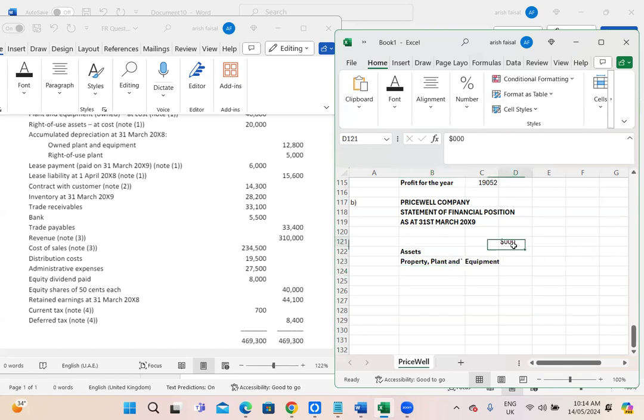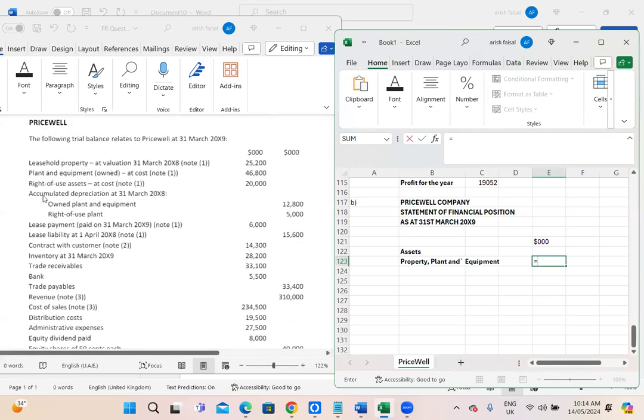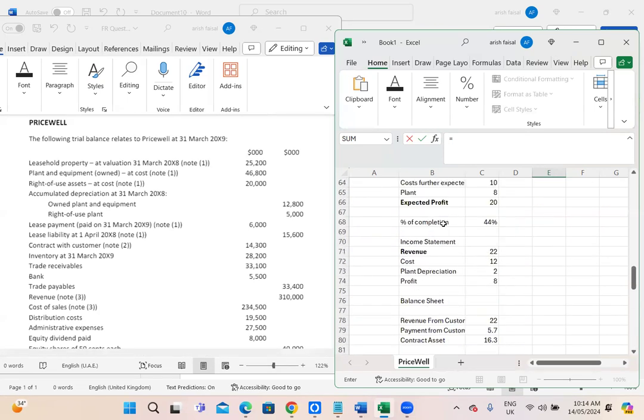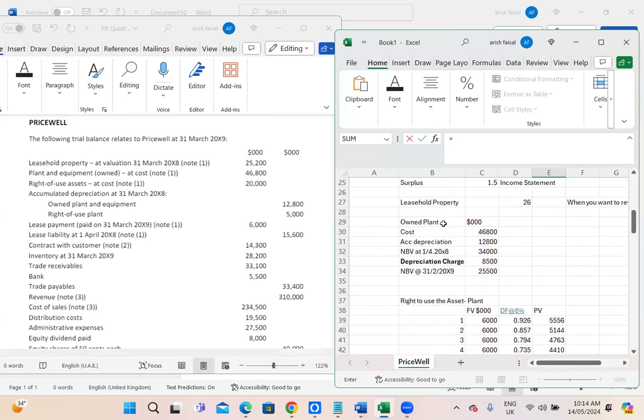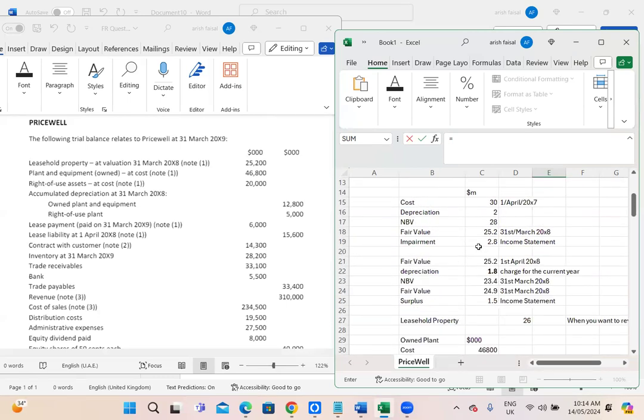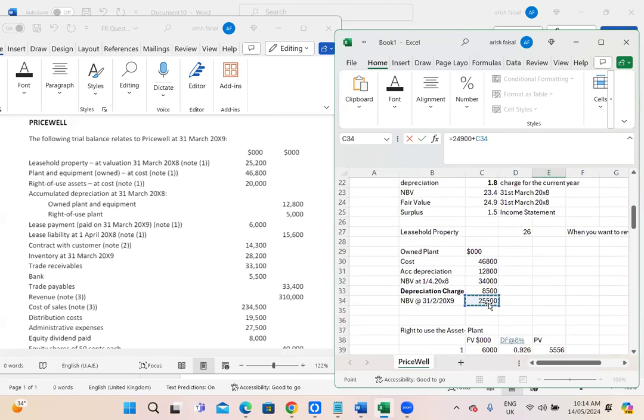So in case of property, plant, and equipment, now see you have the leasehold property, which you valued at the year end, if you go back to your workings, at a valuation of 24.9 million. So I'll take 24,900, right? And then the next one is your owned plant and equipment, which after the depreciation was 25,500.